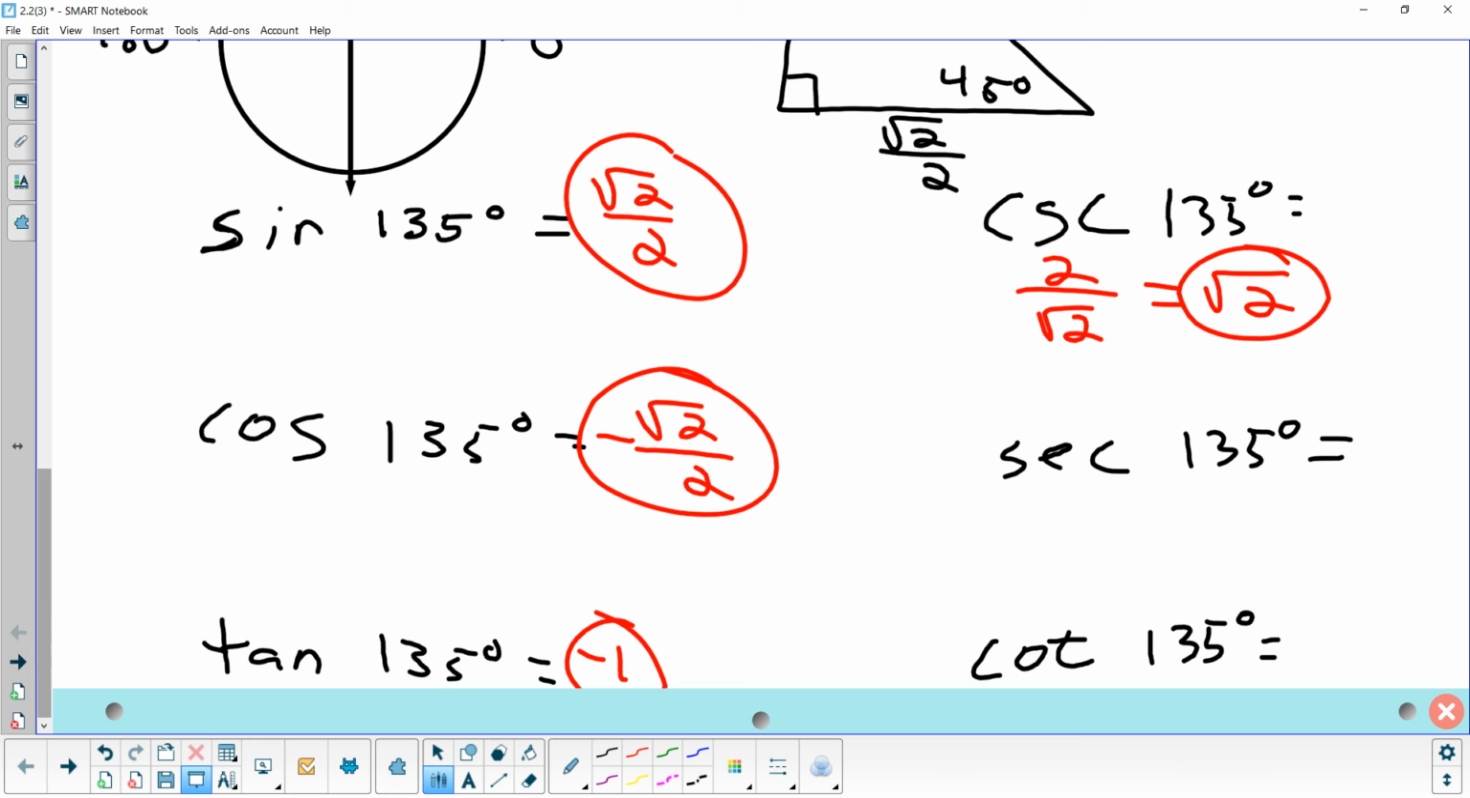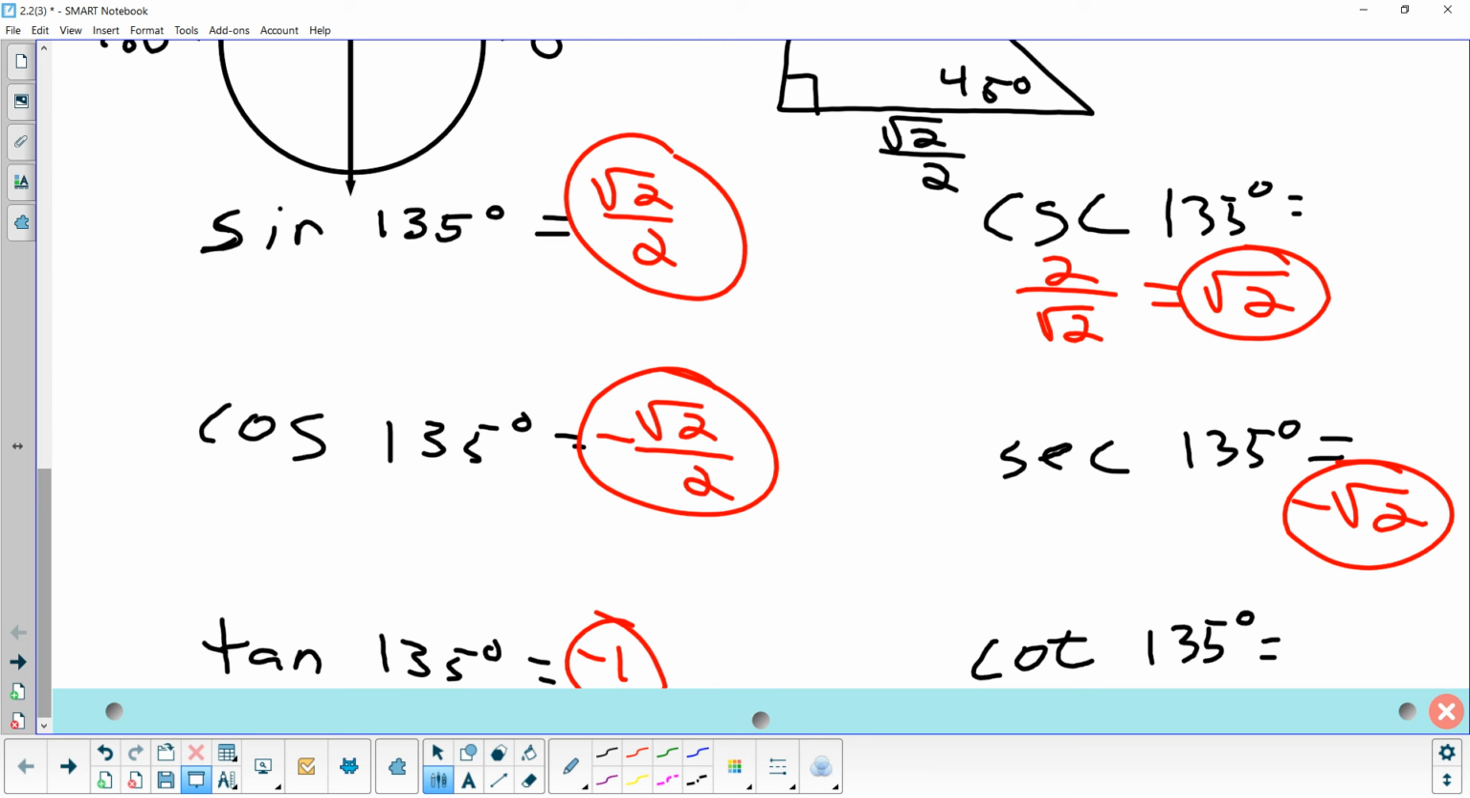All right, and Jess, how about my secant? Would that just turn into negative square root of 2? Yeah, because sine and cosine are basically one's positive and one's negative, but other than that, they're the same thing. So this one's going to be negative square root of 2.